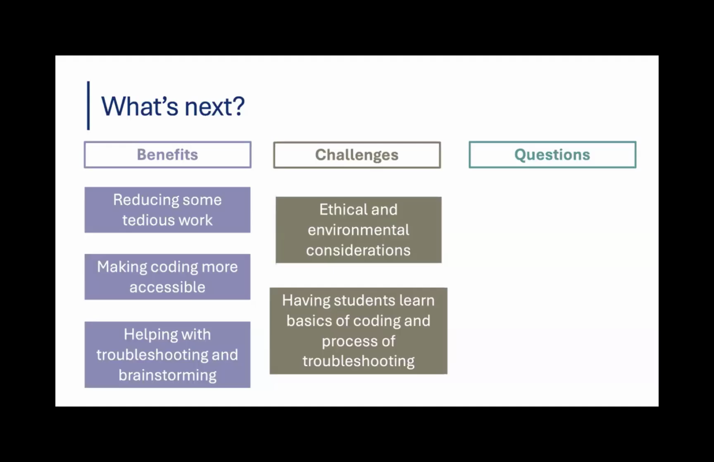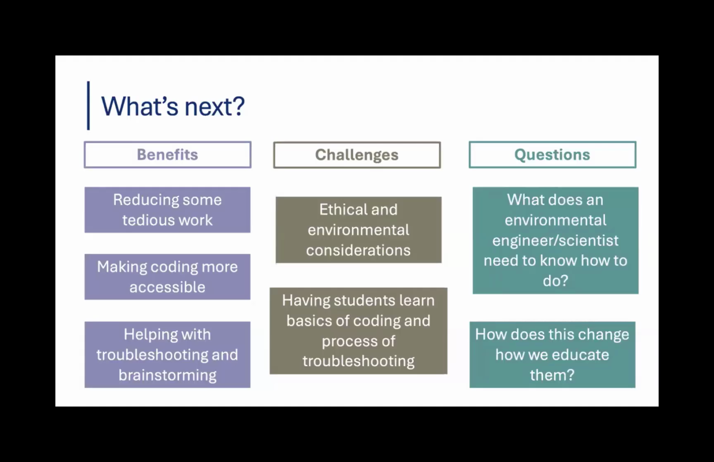And so just to leave everyone with some questions that all of us are posing and grappling with: first, what specifically does an environmental engineer and scientist need to know how to do? What are the things that are fundamental that they need to be able to do? And what are things that maybe with the use of these models, we can offload onto them so that we can focus on more creative work, like with thinking about Bloom's taxonomy, like the first panelist. And then finally, how does this change how we educate them? I think this panel is a great way to continue those conversations about all of this.